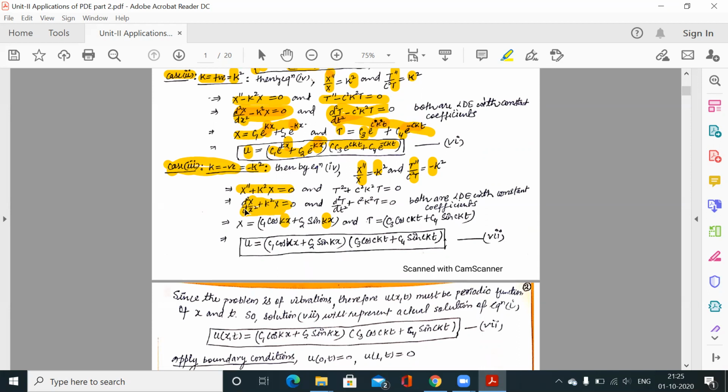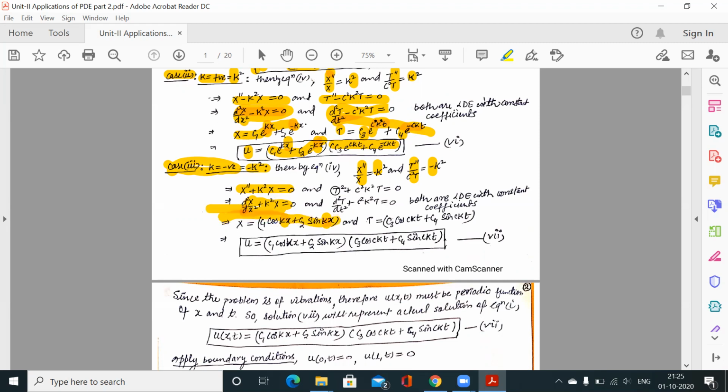And in case of complex roots, how to write the CF? e to the power alpha x. Alpha is 0 because the roots are plus minus ki, so the real part is 0. So e to the power 0x into c1 cos beta x plus c2 sin beta x. And what is beta? The imaginary part, which is k. So c1 cos kx plus c2 sin kx. This is the solution for this equation.